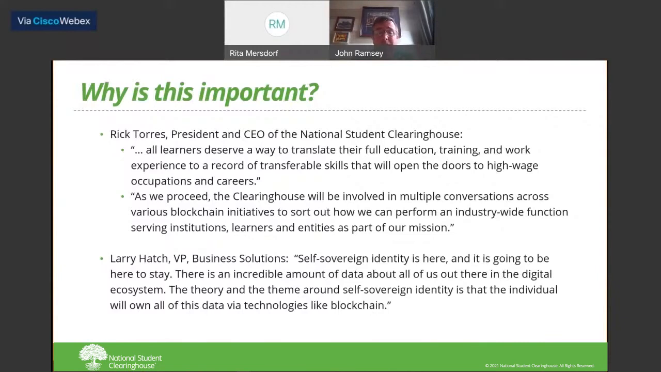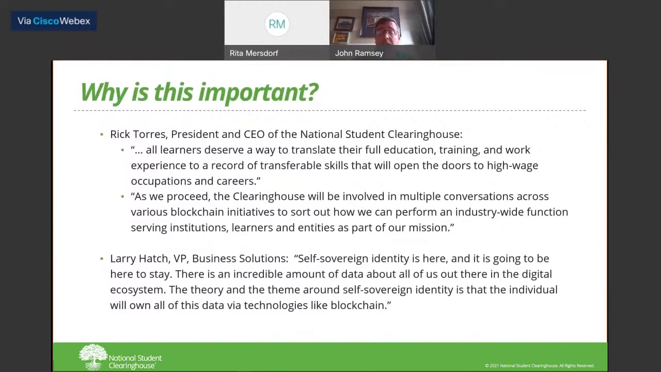The theory and theme around self-sovereign identity, and you hear it more and more in the press and in the news. The individual owns his or her data, regardless of the technologies being used. And with that said, the Clearinghouse and the consortium of leading academic and professional organizations, we're all working with IBM. We have been for about the past year and a half.